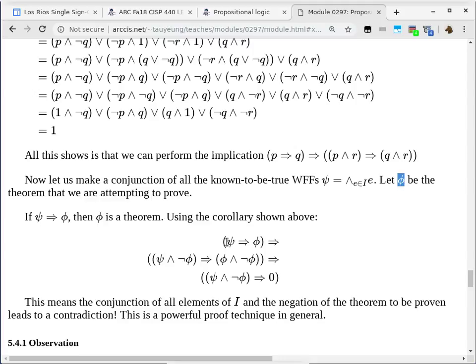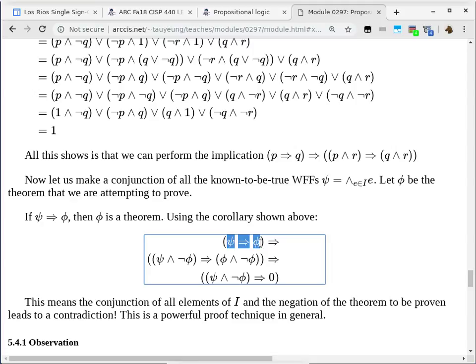So if the theorem is in fact true, then the implication has to be true. Because that's the whole idea of a mathematical proof. You start with things that you are told or known to be true. You have a theorem that you suspect is true. But if the implication is established, then you have a proof. If psi is true, then phi has to be true. That's the whole idea of a mathematical proof.